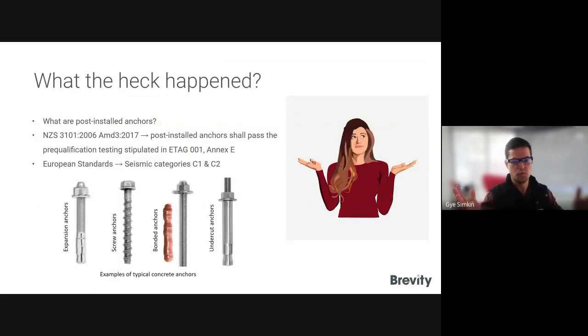So what the heck has happened? C2 rated anchors, you're hearing, well, I can't speak for everyone, but I'm hearing C1, C2. It's a hot topic at the moment. It pops up in a lot of emails and phone calls, and I suppose what has happened in the last few years. So it's related to post-installed anchors. So what are they? They are used for structural and non-structural connections into concrete.